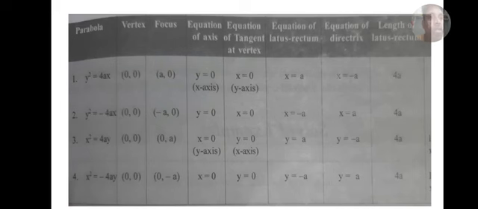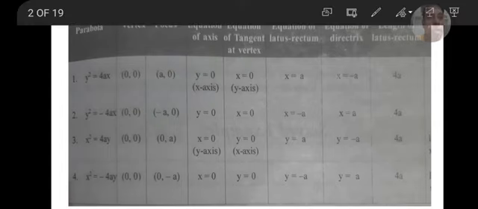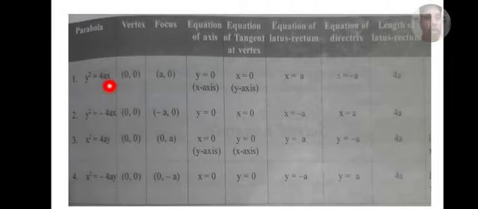In the previous class we discussed the definition of a parabola and its different forms, that is y square equal to 4ax, y square equal to minus 4ax, x square equal to 4ay, x square equal to minus 4ay. For these four parabolas, the vertex is (0, 0), and we discussed the focus, equation of the axis, equation of the vertex, equation of the latus rectum, equation of the directrix, and length of the latus rectum.